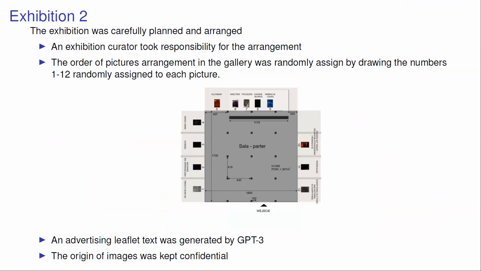Okay, so both exhibitions were somehow arranged in the same way. There was the same curator for both exhibitions, and there was the same gallery room. The idea was to keep it confidential, so that the viewers would not be told that these pictures were produced by artificial intelligence. The circumstances of the environment were likely the same as for the previous one.